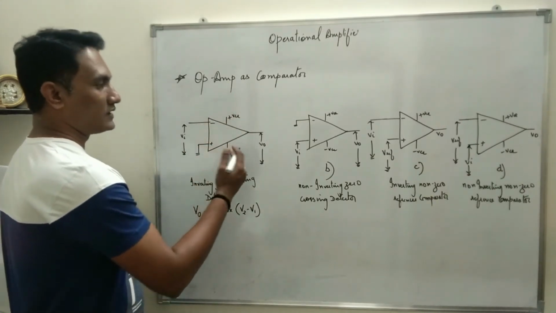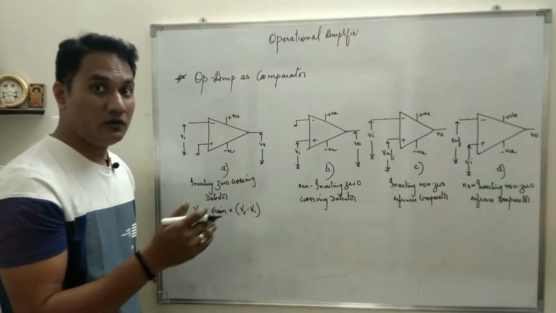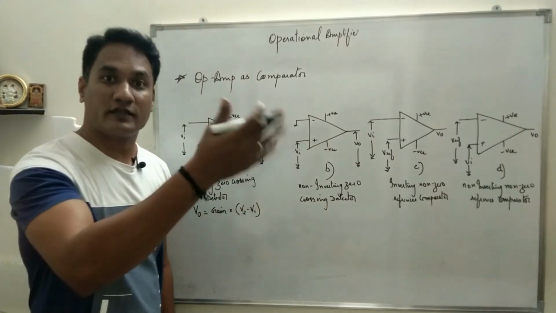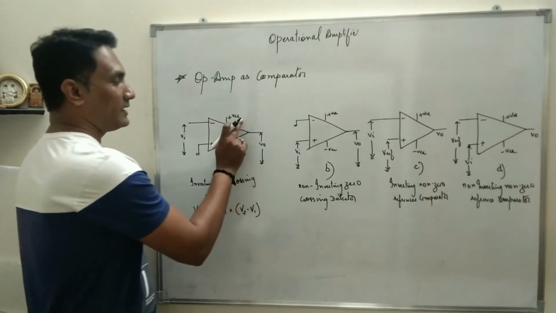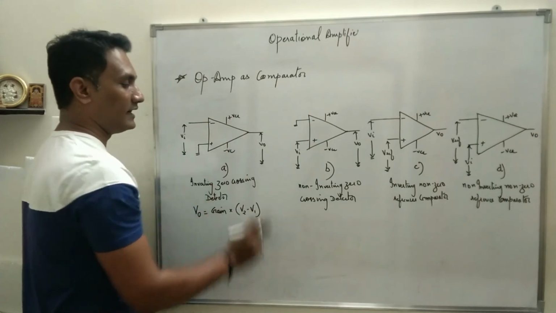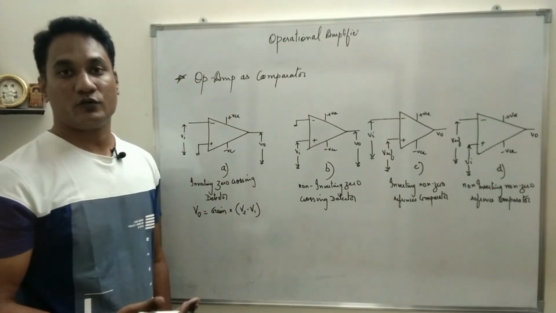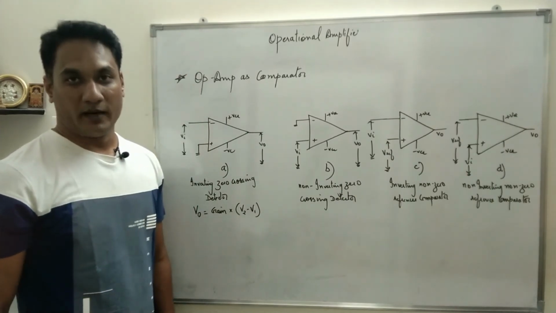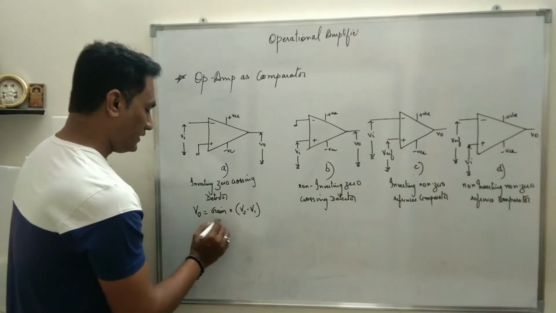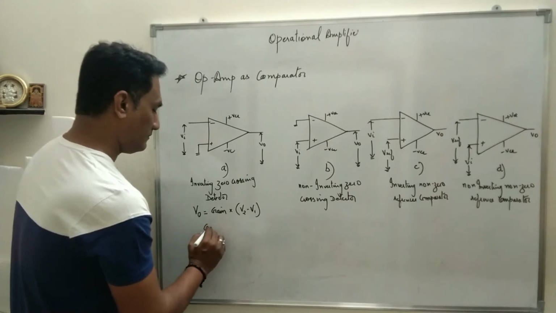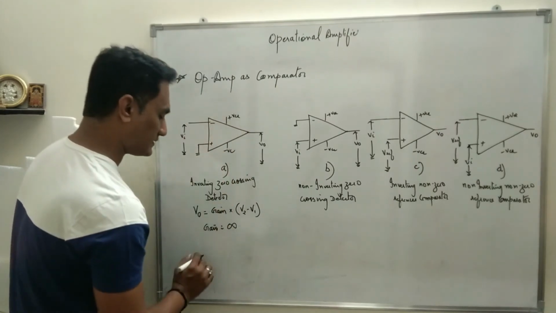So of course the output voltage will be either plus VCC or minus VCC, because we know in an op amp the output cannot be more than the power supply which we are going to give, right? The maximum saturation is plus VCC and the negative saturation is minus VCC. So the output will be either plus VCC or minus VCC, because gain is infinite. Gain is infinite because feedback resistance is missing.